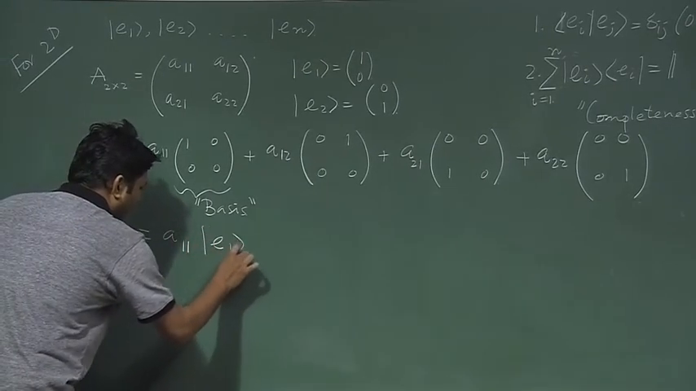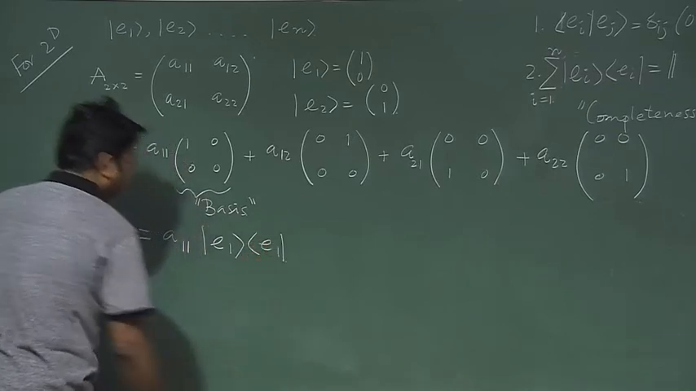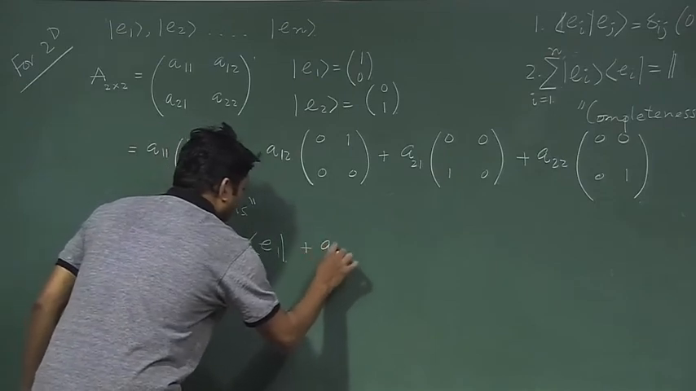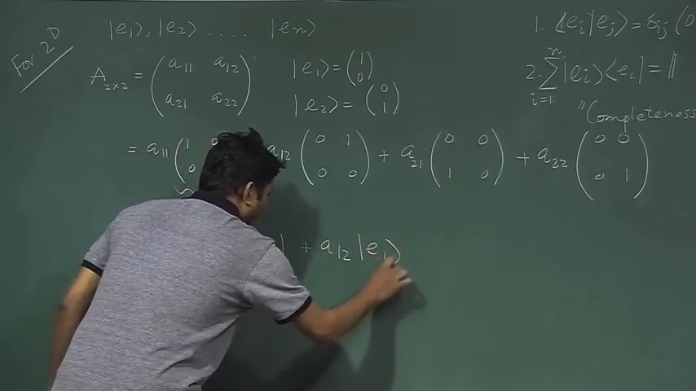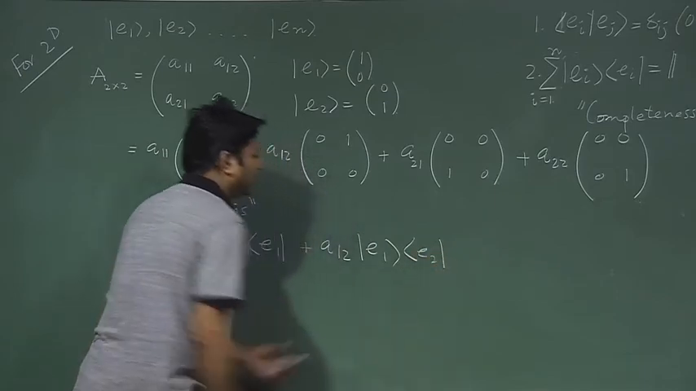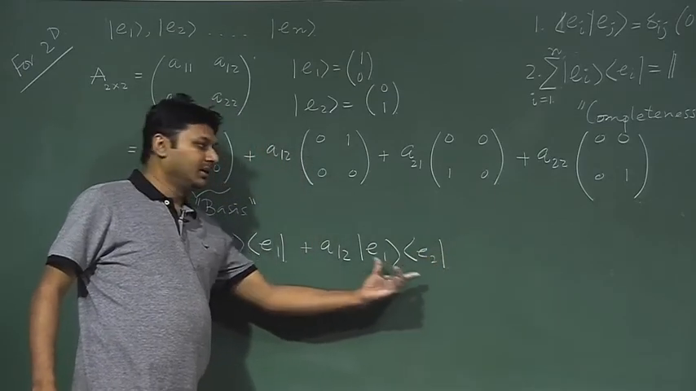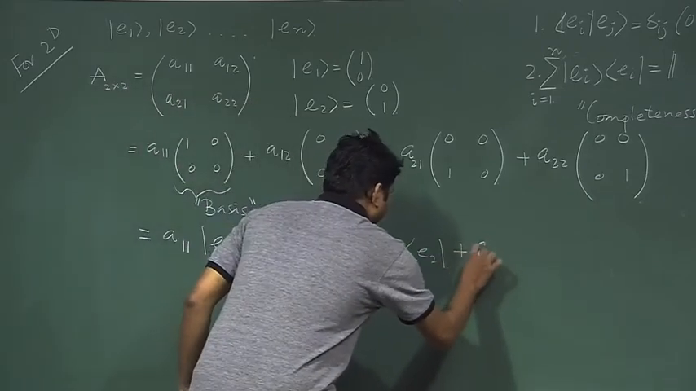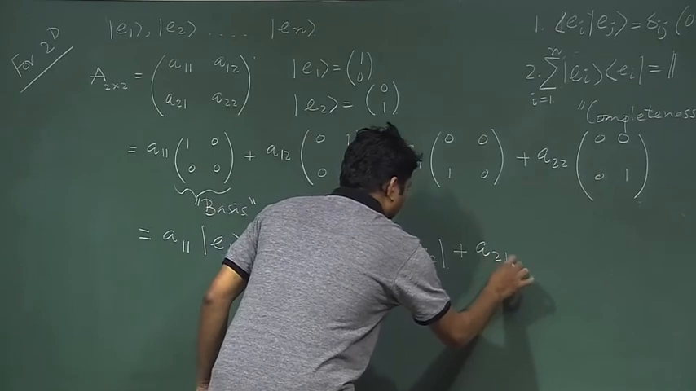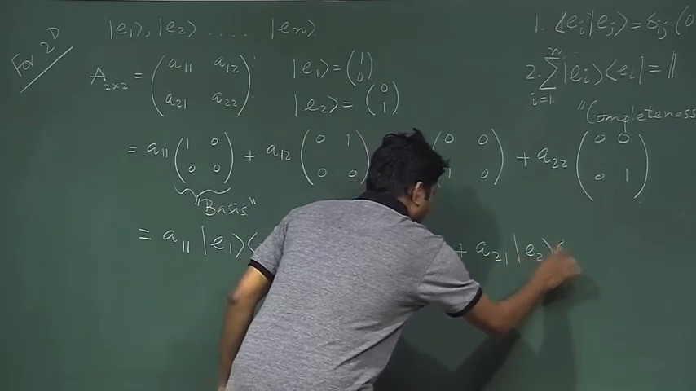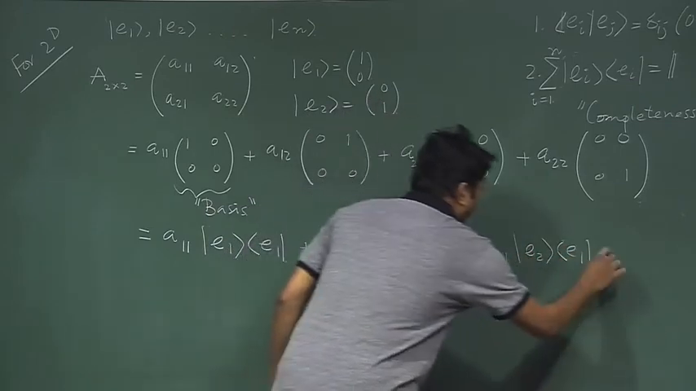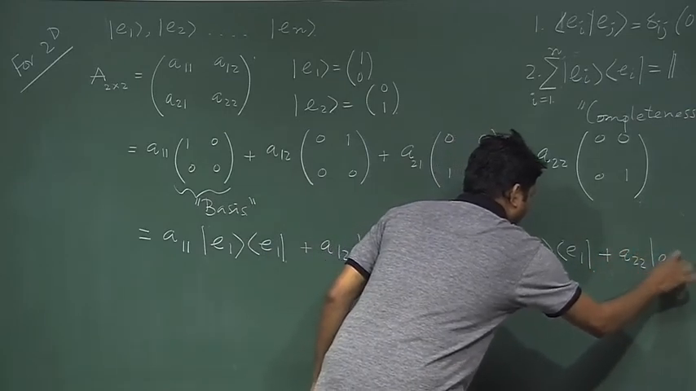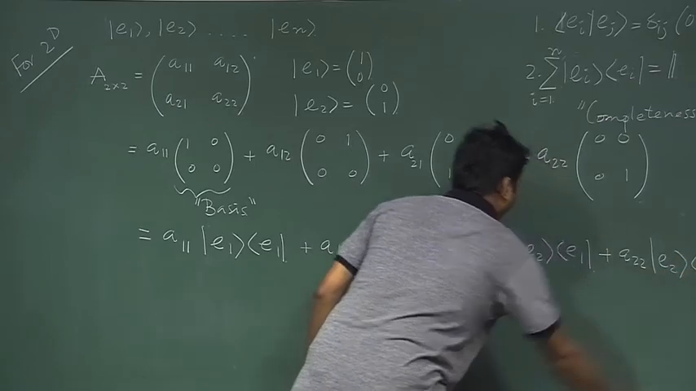It will be E1, E1. 1, 2 will be E1, E2. If I take the outer product of E1 and E2, please do that, then you will get this matrix. 2, 1 is E2, E1, and finally 2, 2 is E2, E2.